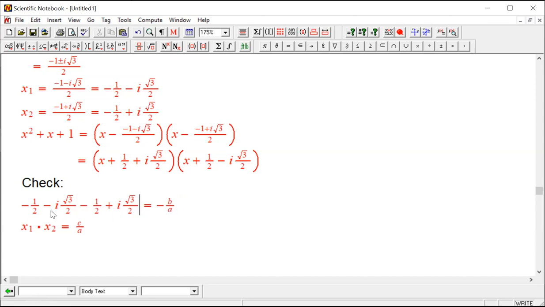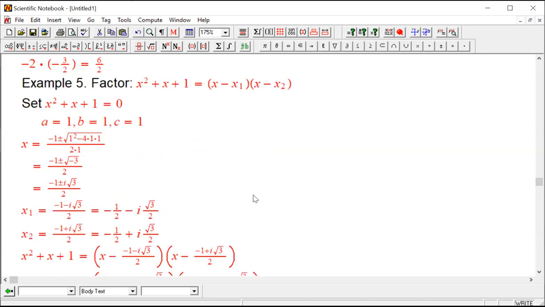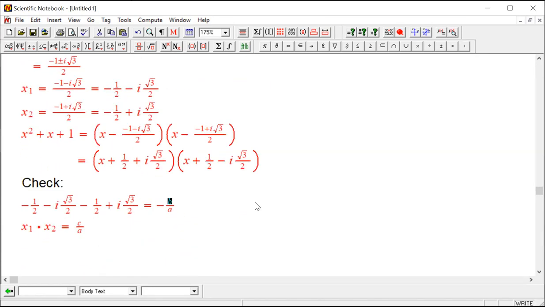When we add them on the left-hand side, you can see these two are reduced. So we get a negative 1. So B is 1, A is 1. So negative 1 equals negative 1. That works, right? When we multiply these two, x1 times x2, it still works. Trust me. We have proved it works.